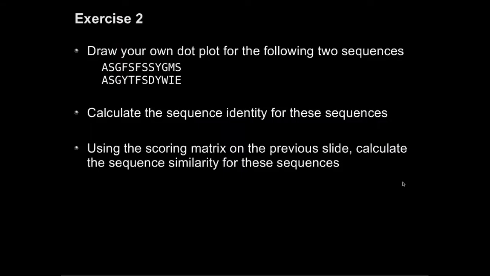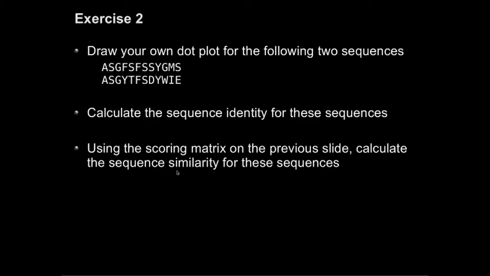Okay, at this point we're going to take a short break and have 3 little tasks for you. The first of those is to draw your own dot plot to compare the two following sequences. Second, if we assume that the alignment doesn't require any insertions and deletions, in other words it appears exactly as shown here, calculate the sequence identity for those two sequences.